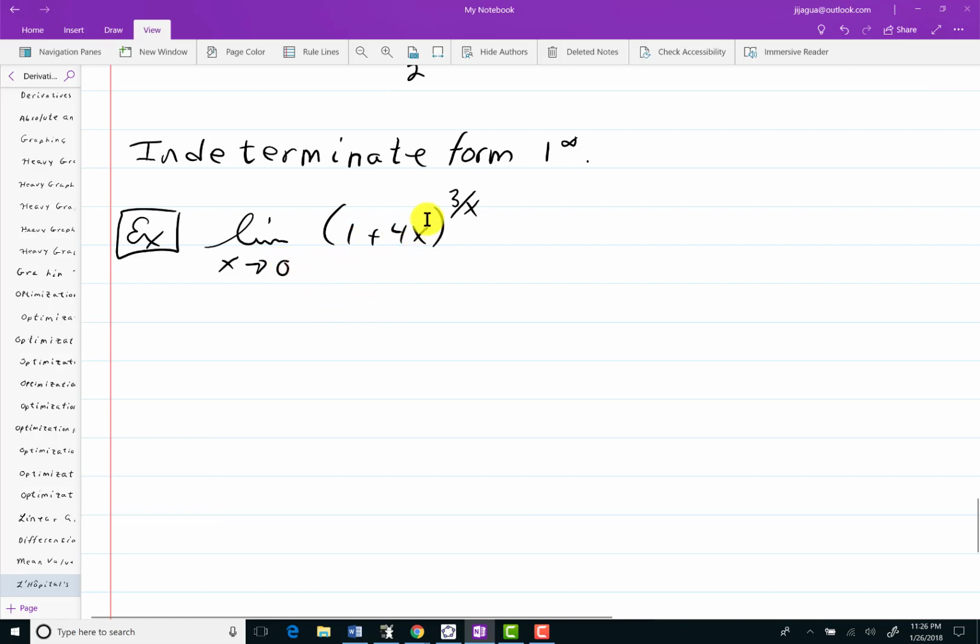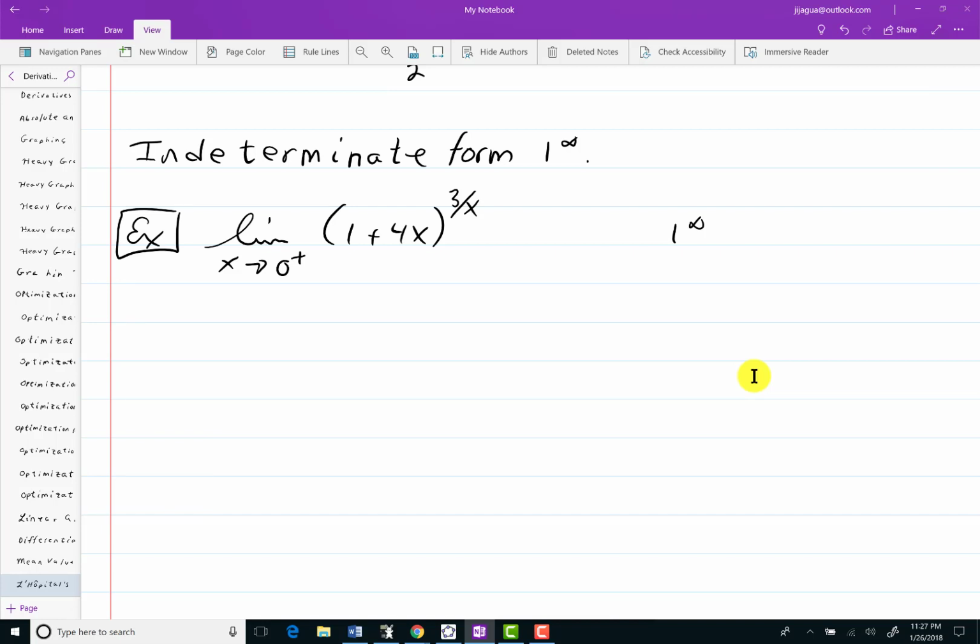If x is going to 0, this piece right here is going to 1. And if x is going to 0, this is either going to infinity or negative infinity. Let me go ahead and put a plus here because I think it needs it. This way I'm ensured that this is going to go to positive infinity. So I'm in the form 1 to the infinity. These are really kind of interesting. What you do in these is probably not what you think.